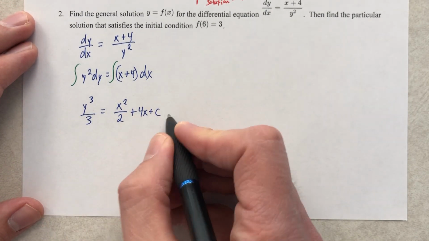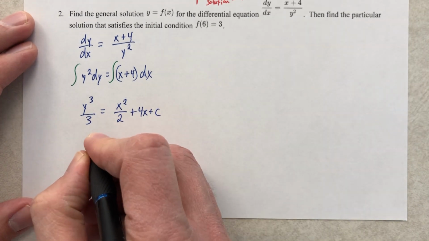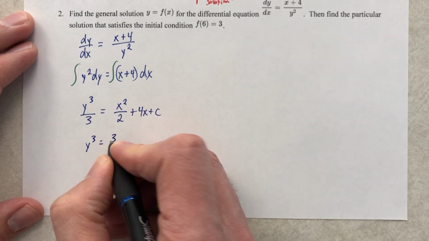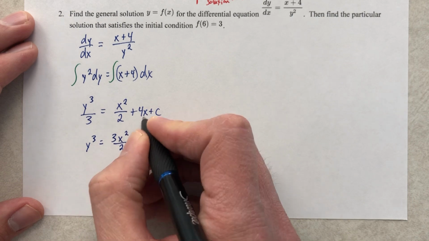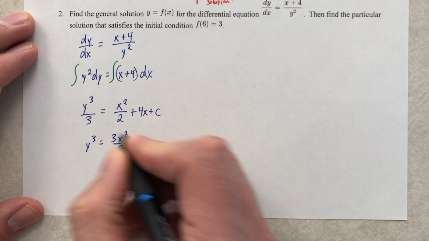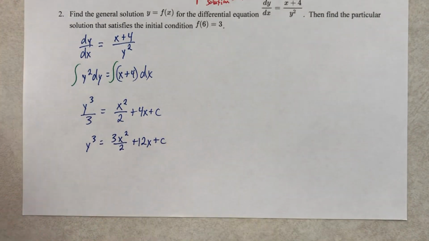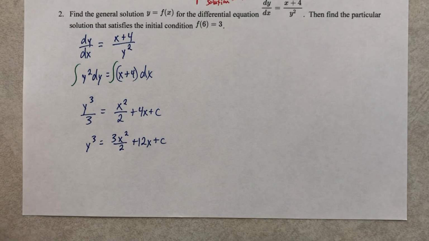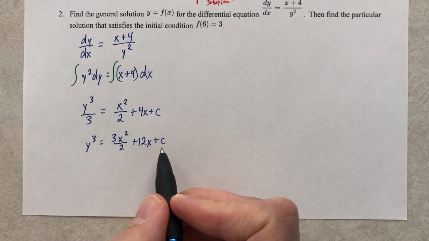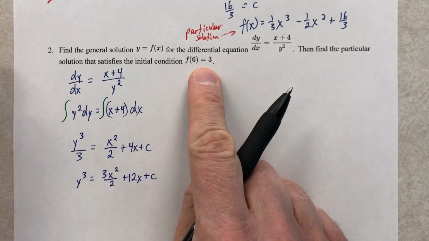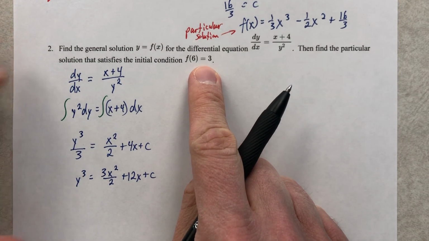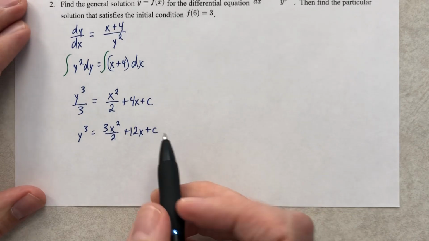We're going to triple almost everything, and that gives me y cubed equals, we'll triple this and we'll have 3x squared over 2. We'll triple this and we'll have 12x, and we'll triple the c and we get c. And that's where things get crazy and messed up. I don't know that it would necessarily be wrong for you to say 3c, but c is a constant. It could have been anything, and without reading the second sentence, we don't know what c is.